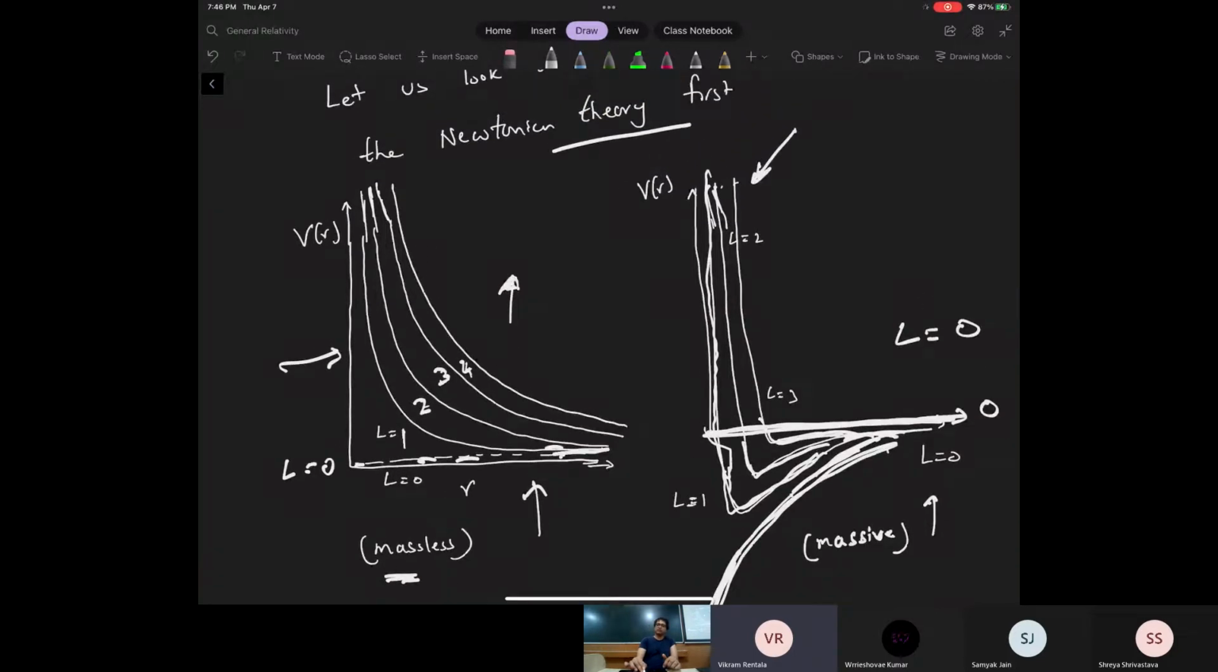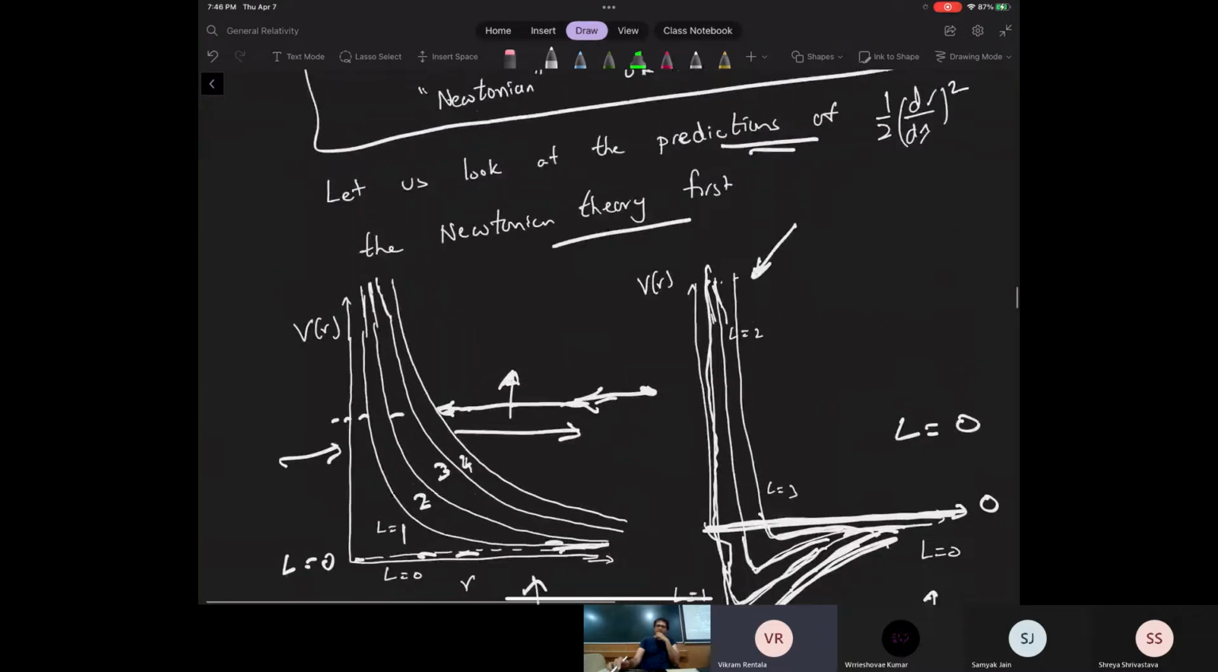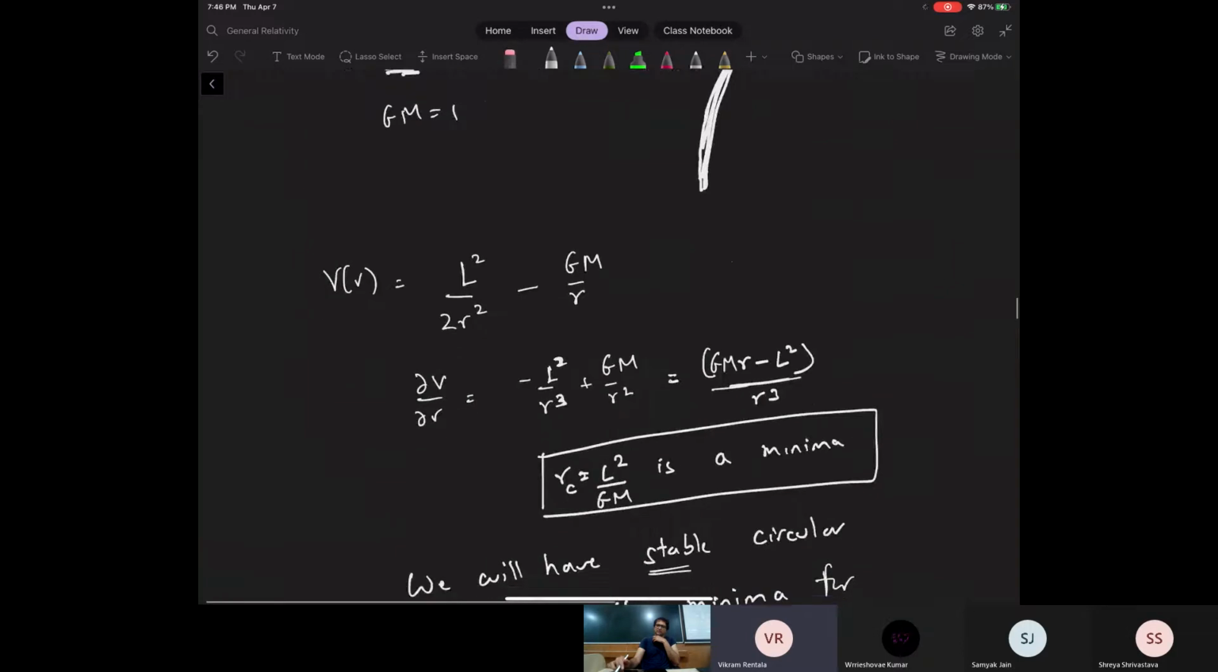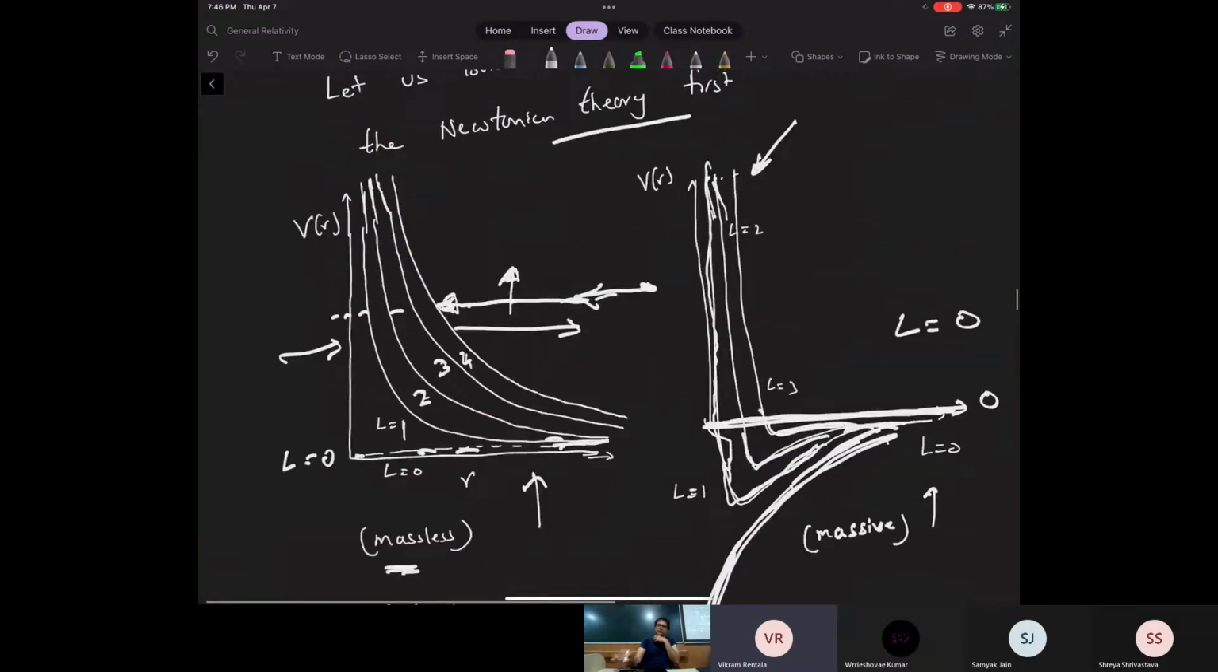First you'll have to prescribe what the energy of the particle is. If the energy of the particle is this, and the particle starts at infinity and starts moving inwards, what you're effectively seeing is a wall. You encounter a wall at some point, then you bounce off of this wall and go back to infinity. This is what is happening for a massless particle.